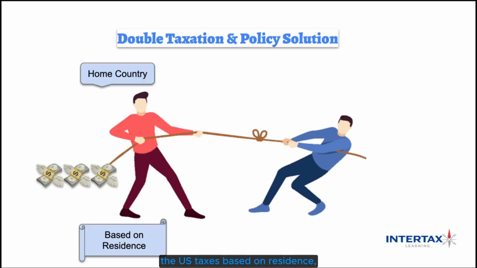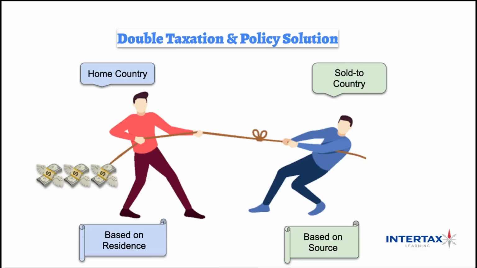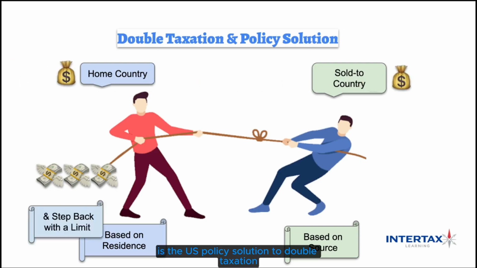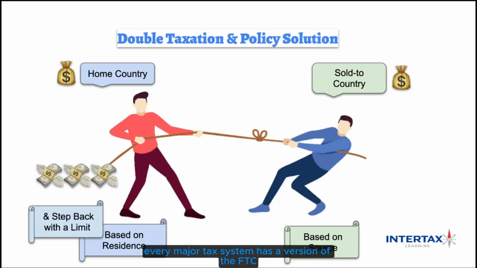The U.S. taxes based on residence. The source country taxes based on source. When those two principles collide, you get double taxation. The foreign tax credit, aka the FTC, is the U.S. policy solution to double taxation. If another country taxes income based on source, the U.S. will step back up to a certain limit. Every major tax system has a version of the FTC.